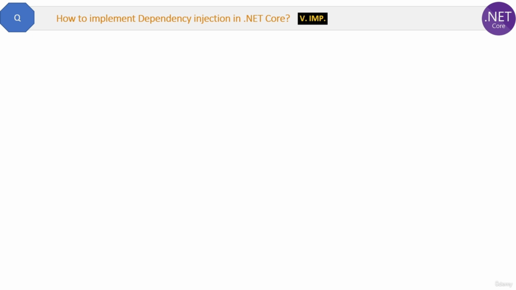How to implement dependency injection in .NET Core? Let's start with the problem first. If you understand what the problem is without dependency injection, then it will be more clear to you.